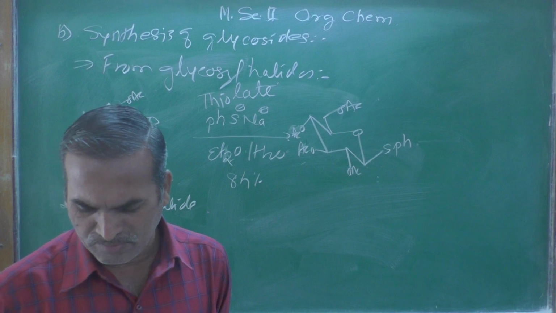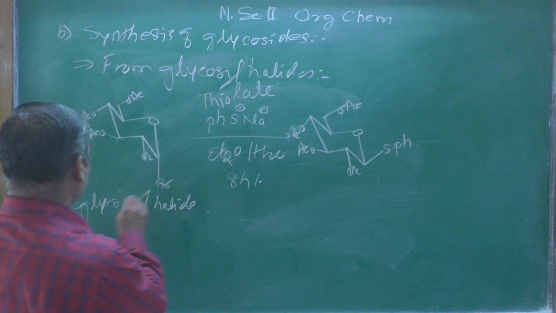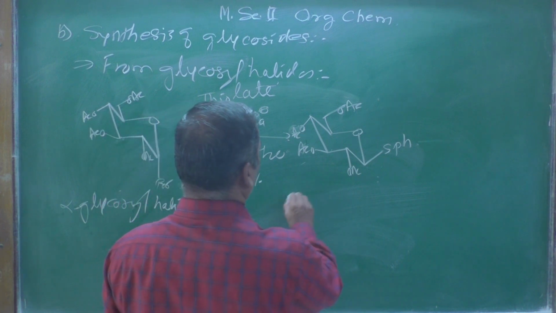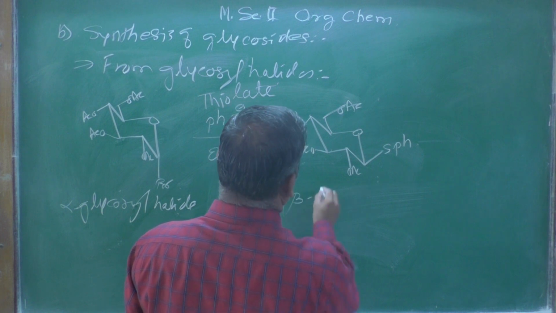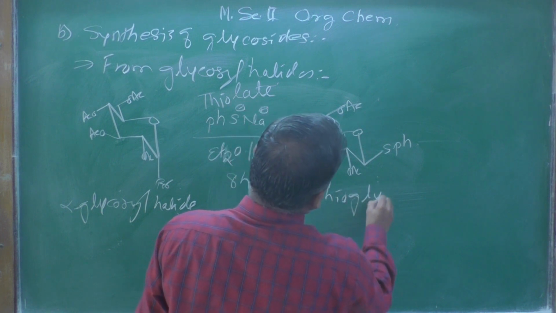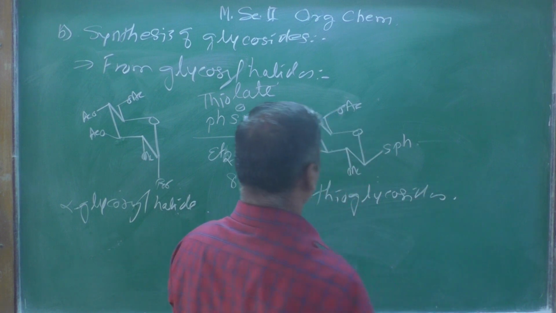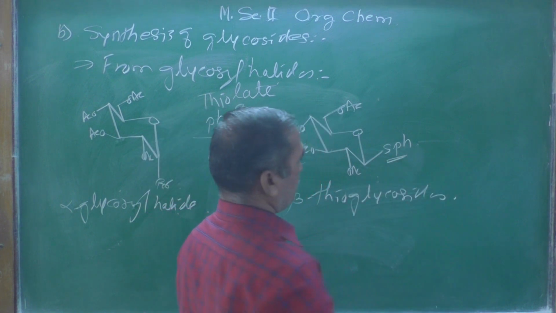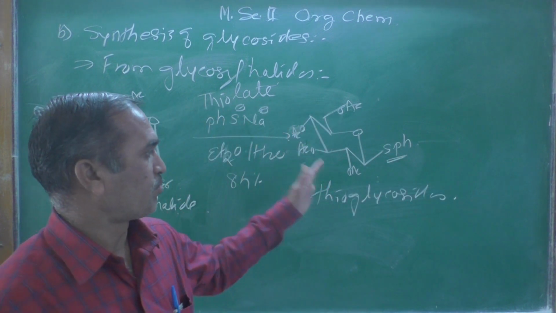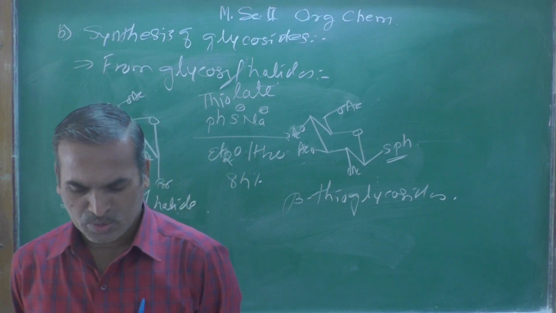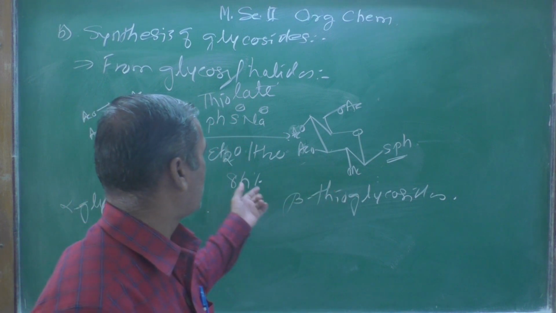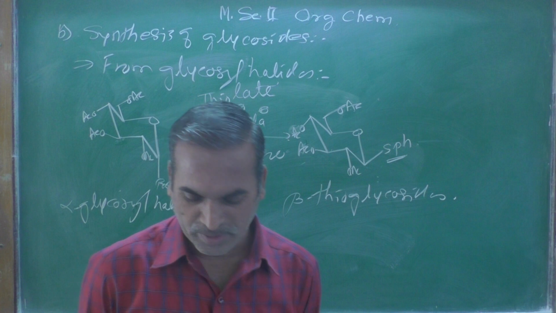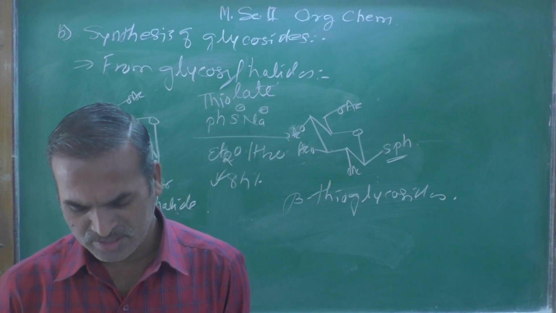This is an alpha glycosyl halide, and from that you are getting a beta thioglycoside, because the substituent is present on the beta side, and therefore it is known as a beta thioglycoside. It is obtained in about 84% yield, a very high yield, and therefore it is important.